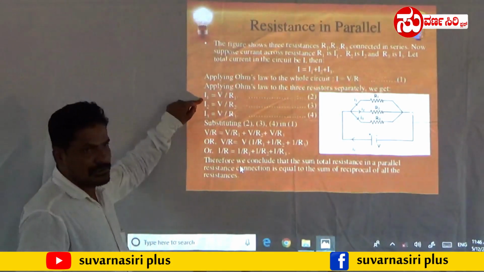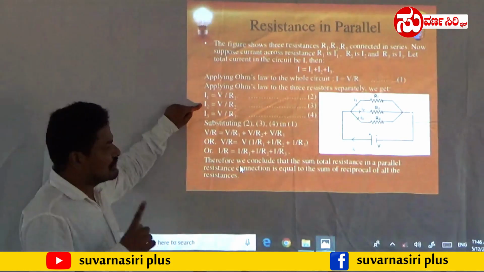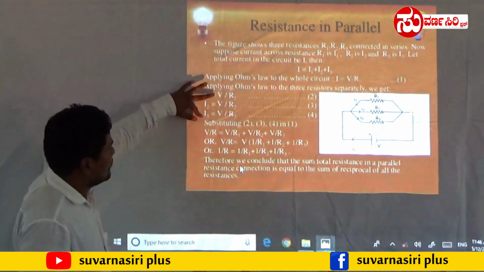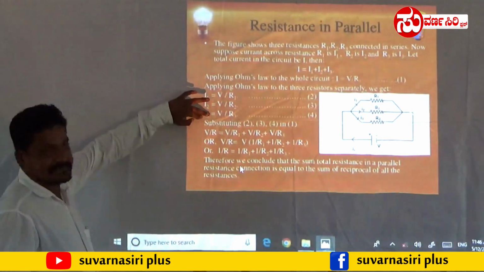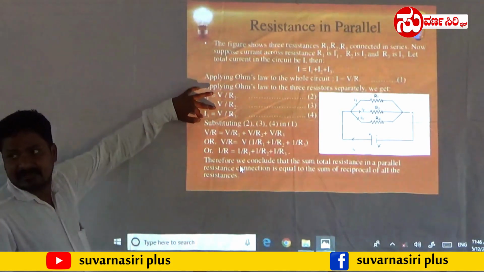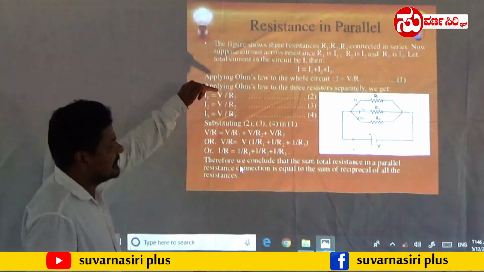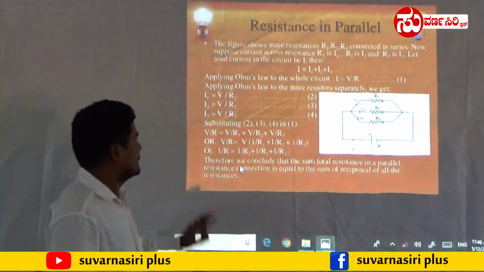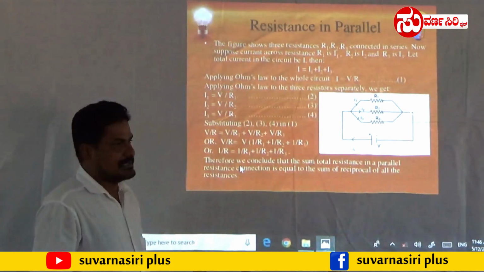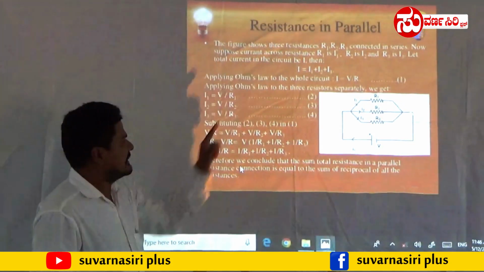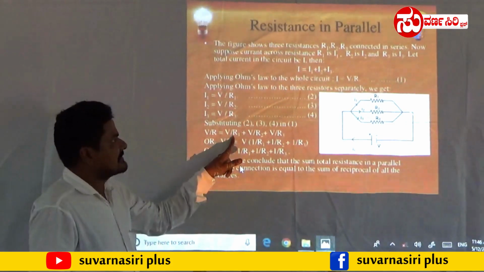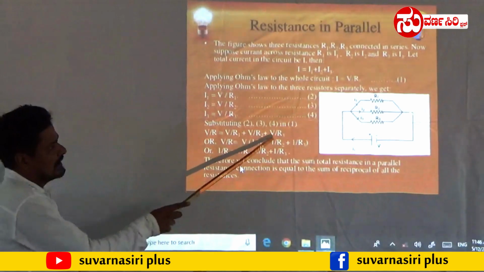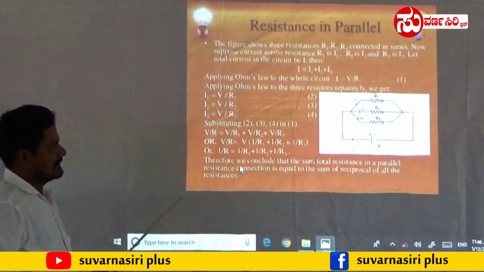So I1 is equal to V by R1, I2 is equal to V by R2, I3 is equal to V by R3, because the potential difference is the same here. That is why we take V by R1, V by R2, V by R3. By substituting these, I is equal to V by R, I1 is equal to V by R1, I2 is equal to V by R2 and I3 is equal to V by R3.